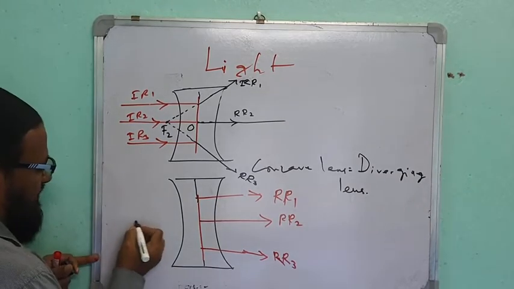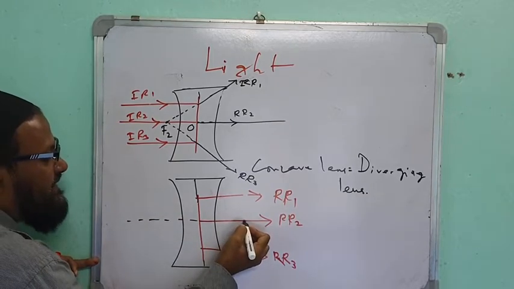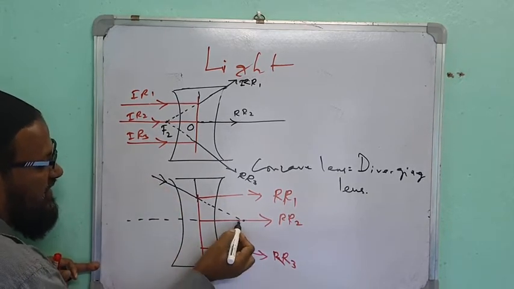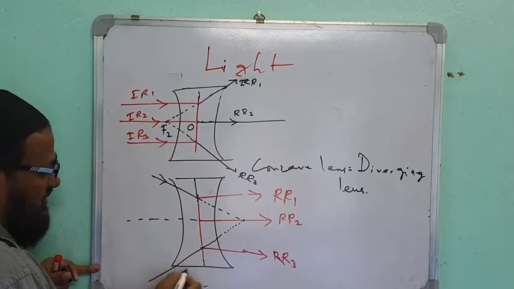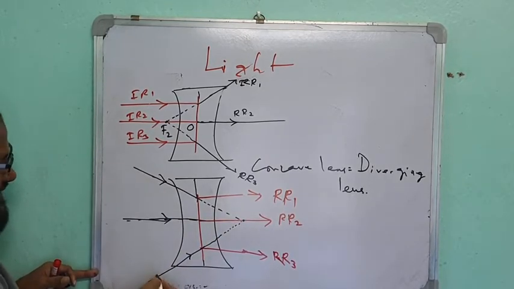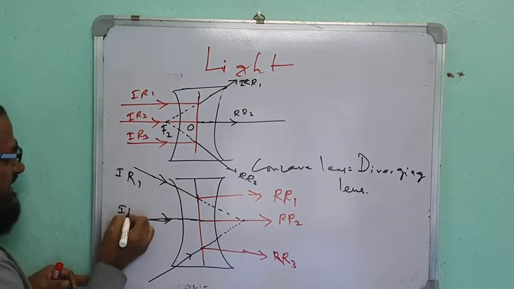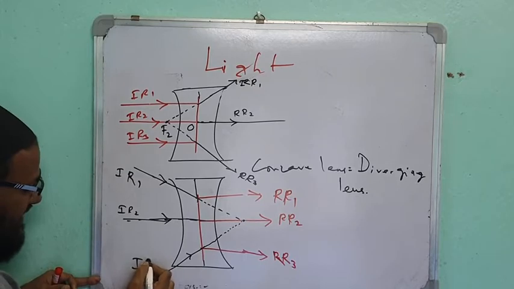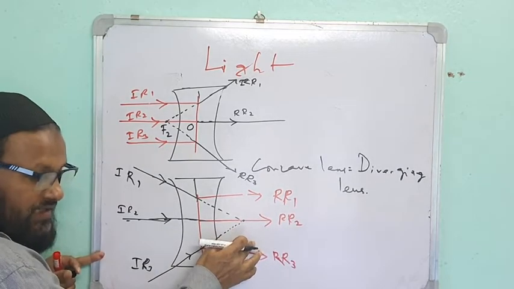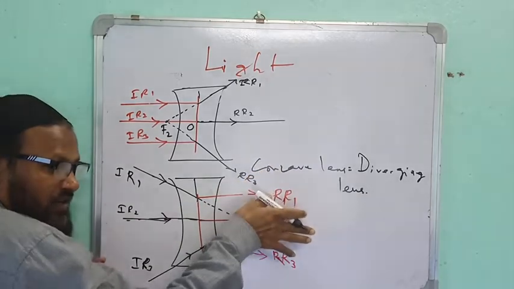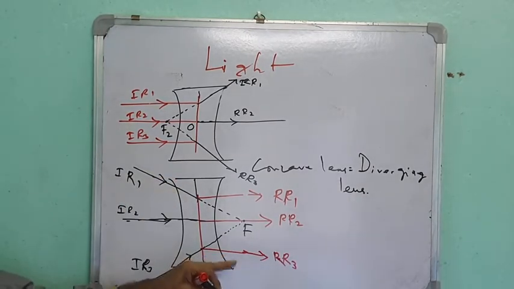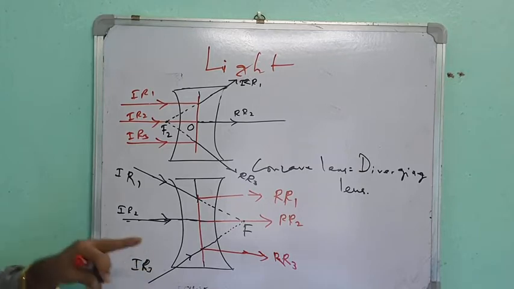Now please come here. In this case, please see. This is IR1, incident ray 1, incident ray 2, and this is IR3. They want to meet at a point. After refraction, they are parallel to the principal axis. This is the focus, the principal focus on the principal axis. This is formed by the second surface.